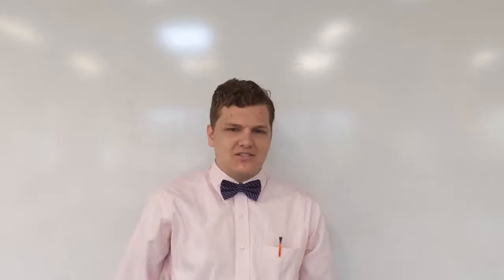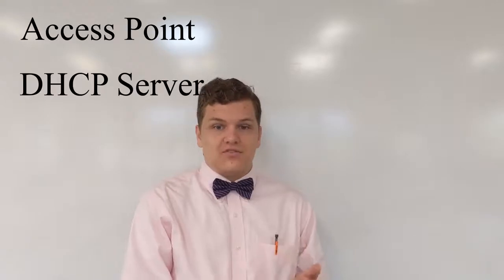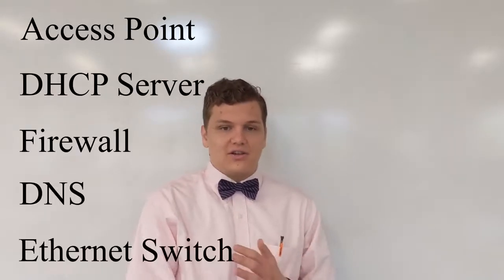Today I'll be explaining the ins and outs of a typical home router, what they are, what they do, and the different parts inside of it. So without any further ado, let's get into it. So to start, there are 5 main pieces in your average home router: an access point, a DHCP server, a firewall, a DNS server, and an Ethernet switch.